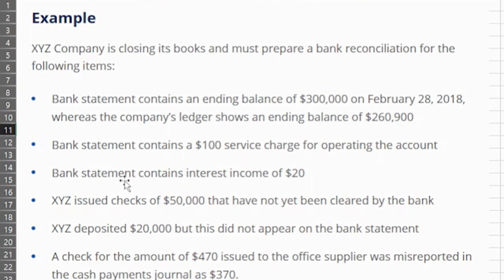And then there's a statement of interest income. That's $20 income that the bank has already recorded because they are the one that gave it, but we are yet to know about it, so we cannot record that in the cash book. So these are some of the differences that will occur.